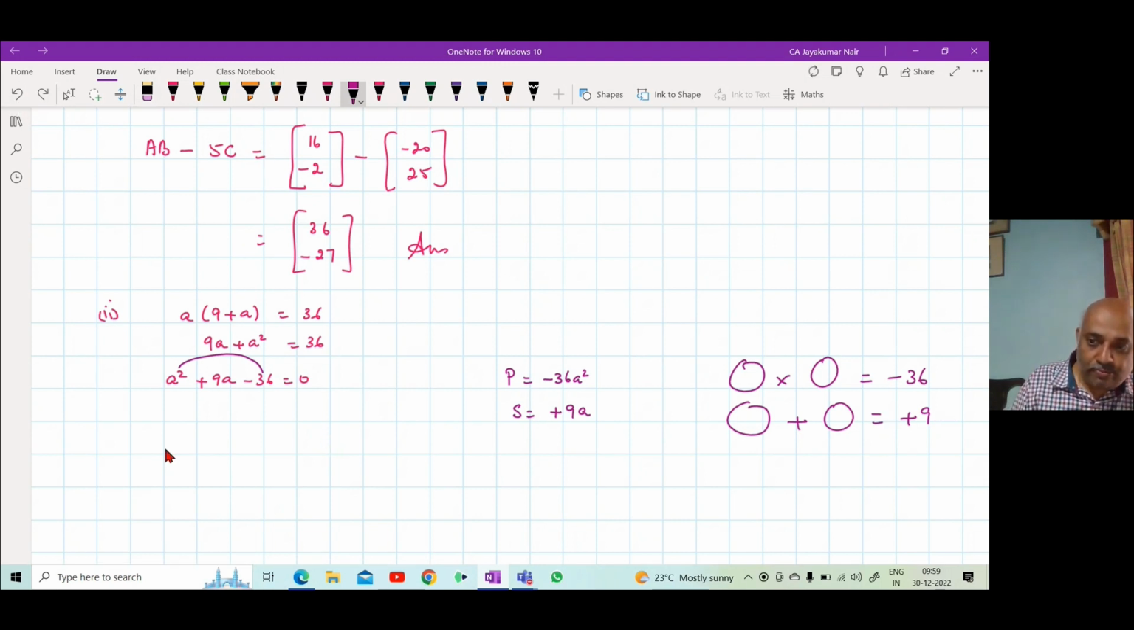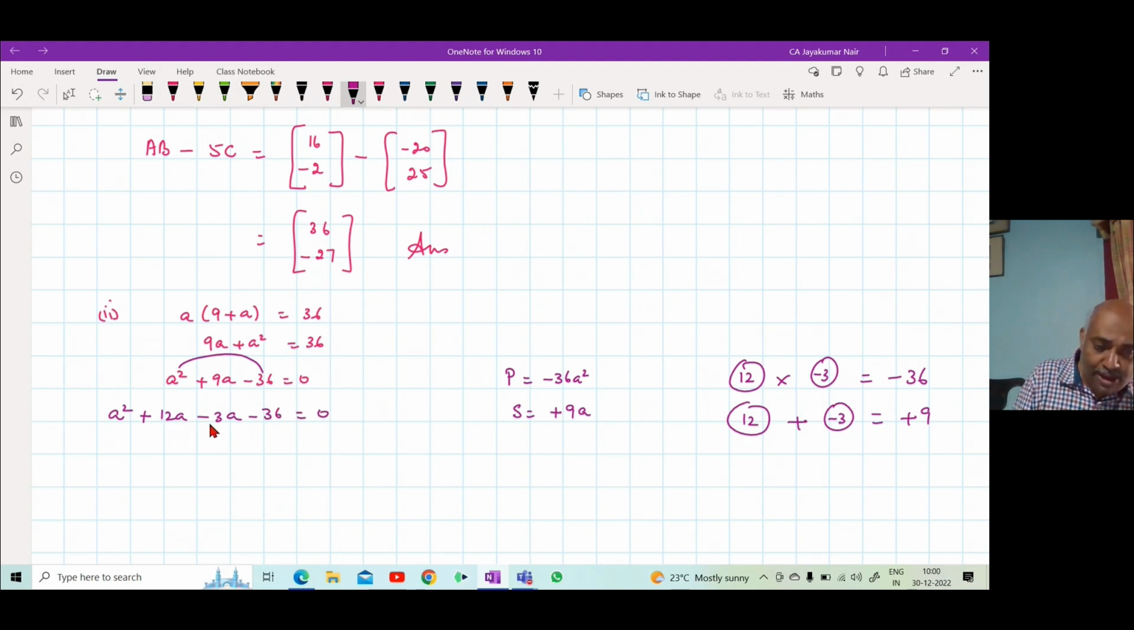Okay. So what into what? So I know it is 12 into 3. So 12 is positive and minus 3. So why am I taking this as plus? Because when I add them, I should get plus. So the greater number's sign has to be plus. So plus 12 minus 3 will give me plus 9, and plus 12 into minus 3 will give me minus 36. So A squared plus 12A minus 3A minus 36 is equal to 0.